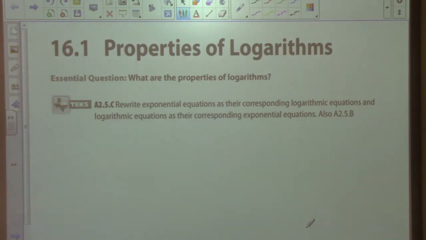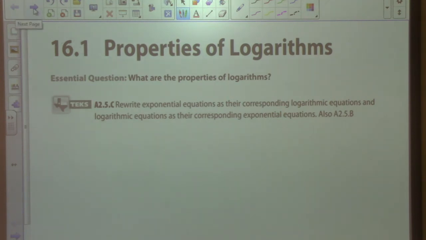So it starts out with the essential question: what are the properties of logarithms? And then it says, in the TEKS there, rewrite exponential equations as corresponding logarithmic equations, and logarithmic equations as their corresponding exponential equations. And so knowing how to switch between the different types of equations is going to be helpful for us to solve for an unknown. That's what it amounts to.